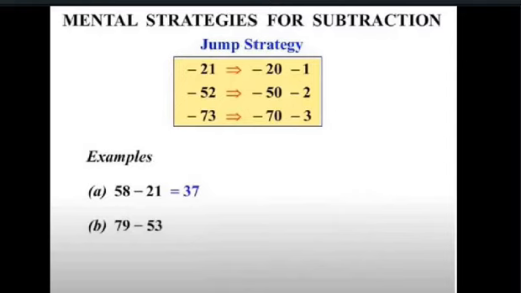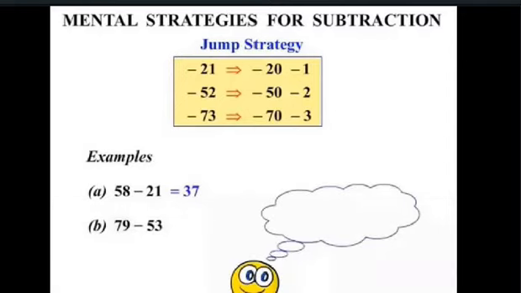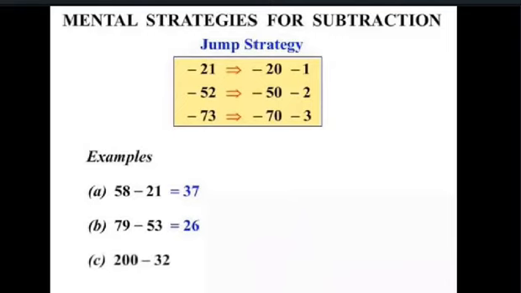Next, 79 minus 53. So we're thinking 79 first to start with and now to take away 53. We will do two steps. First take away 50 and then take away 3. So 79 in our mind, take away 50 is 29 and still we have to take away 3. So it will be 26. Very happy about that.